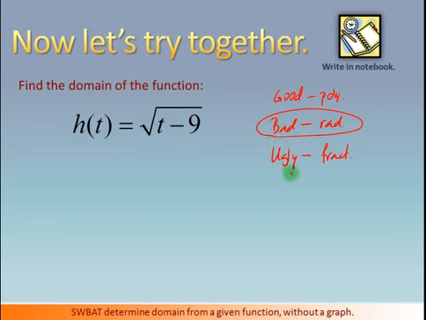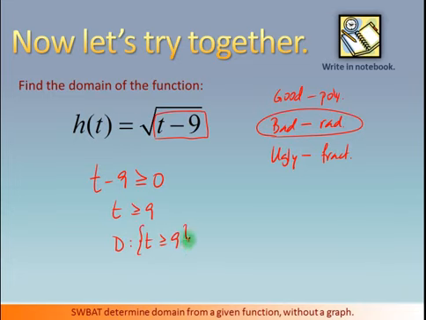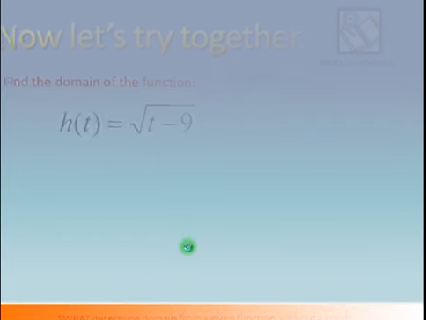So if it's a bad function, we have to look at what's underneath, and we have to restrict it. We want it to only be positive. So you want the t minus 9 to be greater than or equal to 0. And then you solve that, add 9 to both sides, and then you just rewrite it with the domain letter D, and you can write it like this. If you want to put the brackets around it, that's fine. We're going to keep the notation pretty simple. Let's try the third one.